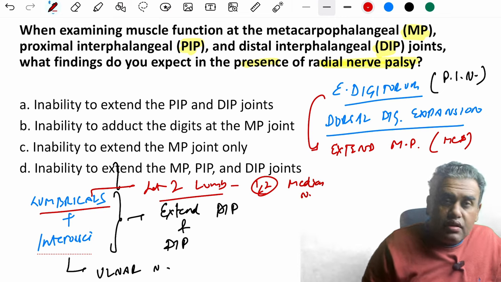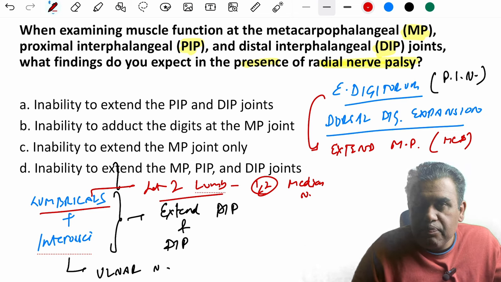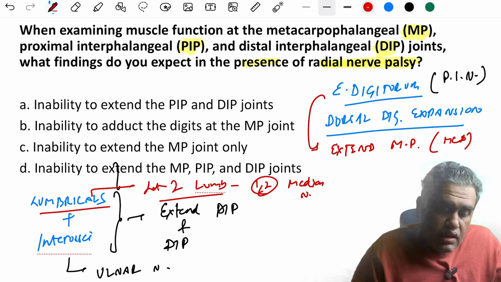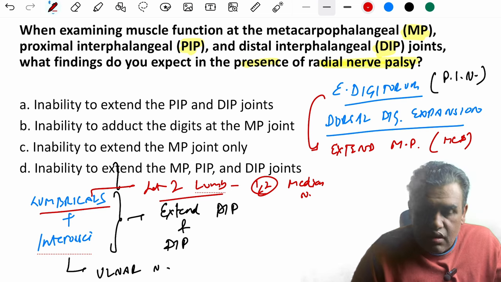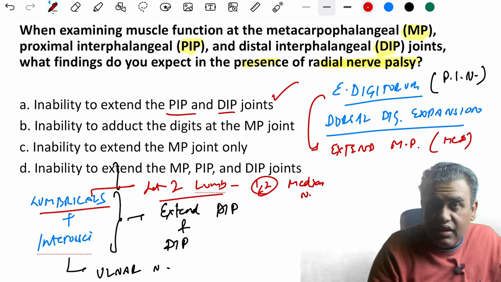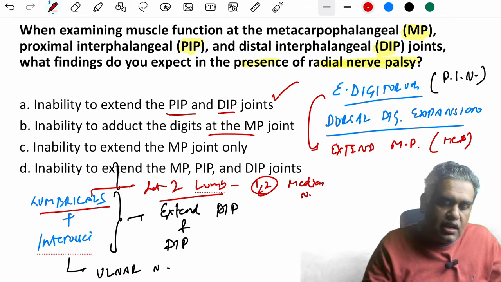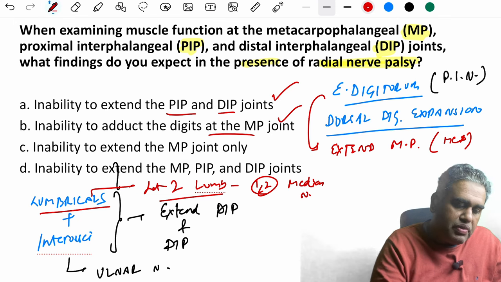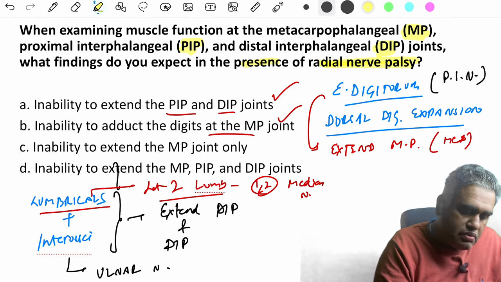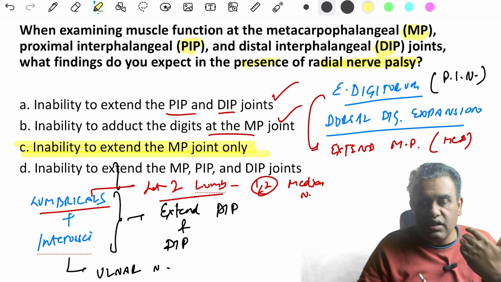are supplied by the median. Now, I hope you can reach the answer. The answer is that if there is a radial nerve palsy, the PIP and DIP will extend, there will not be an inability. Adduction of the digits, adduction again is the work of the interossei, the ulnar nerve is fine, so it will happen. The answer for us here will be option number C. There will be inability to extend the MP joint. That means the MP joint, the MCP, cannot be extended.